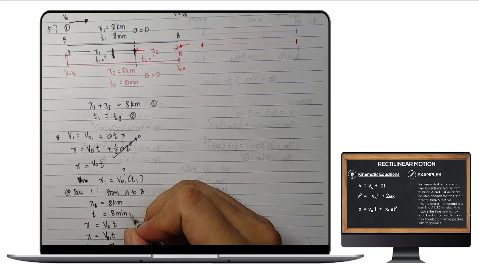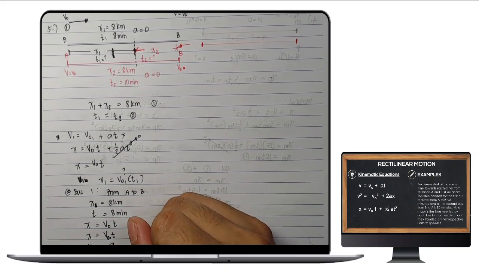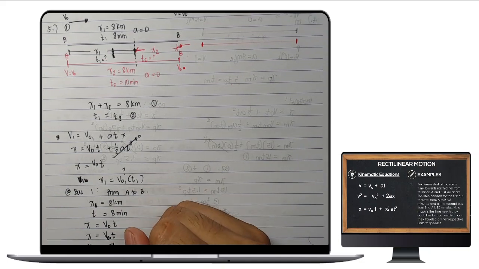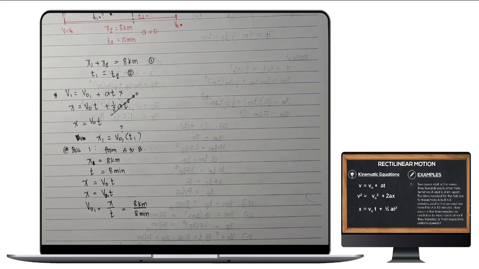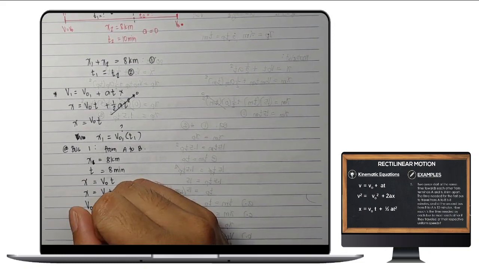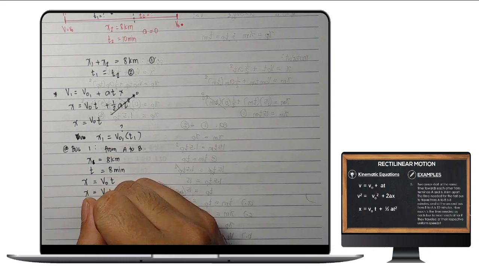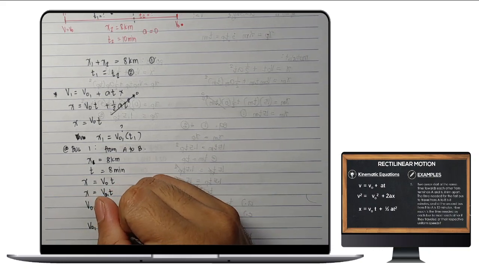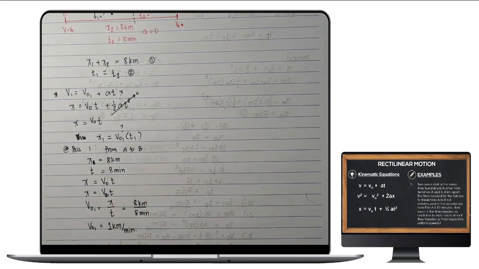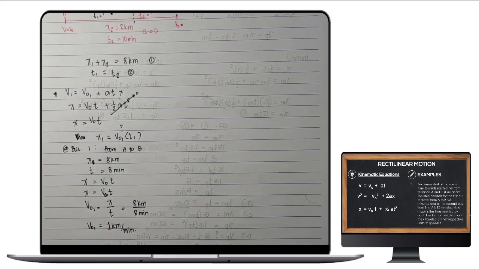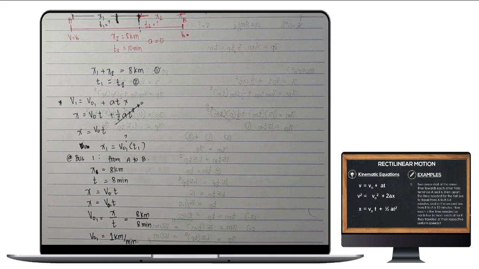So that is 8 kilometers per 8 minutes. Okay? So that is our velocity. 8 kilometers per 8 minutes. Therefore, the initial velocity is 1 kilometer per minute. So that is our velocity of bus 1.